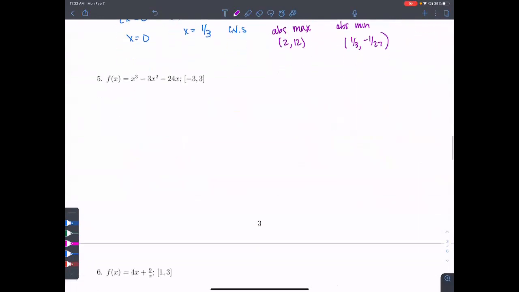Okay, continuing on, again, doing the same thing. F prime of x equals here 3x squared minus 6x minus 24. Take a derivative. That's defined everywhere. So we're going to set it equal to 0 and try to factor. I factor by guessing and checking. Hopefully that'll work here. 24 is, oh, all of those are divisible by 3. How about I start there?